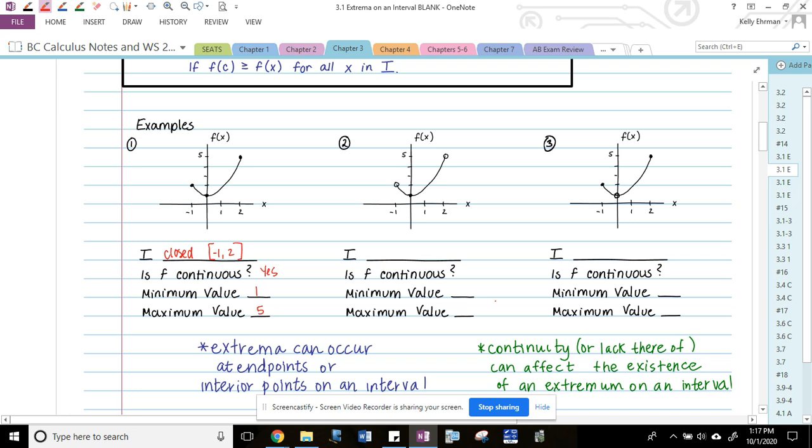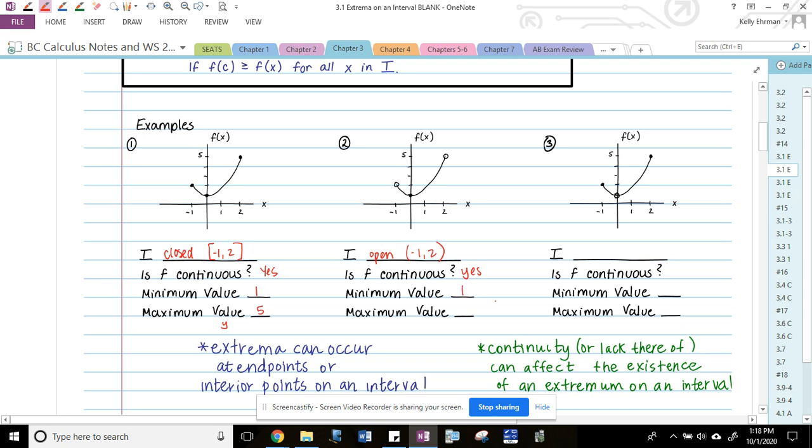If they ask for the minimum points, then they're asking for the ordered pair. So that's (0, 1) and (2, 5). But if they just say minimum value, that is talking about the y or the f of x. Our second interval is almost the same graph, but it doesn't include the endpoints. So this is called an open interval, and it goes from -1 to 2. Are we continuous on the open interval? Yes, because again, the endpoints are not included, so they're not really holes in the interval. The minimum value is 1.